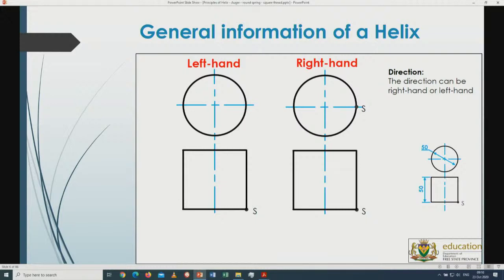Now, ladies and gentlemen, this is where most of the learners struggle in understanding when it is a left hand or when it is a right hand. As the word says, right hand or left hand, you must take your right hand, for instance, if it's a right hand rotation, and use a pencil as an explanation. Open up your hand so that you can see the palm of your hand, and then put the pencil inside your palm. Your thumb will be pointing out the direction in which it will go, upwards in other words.